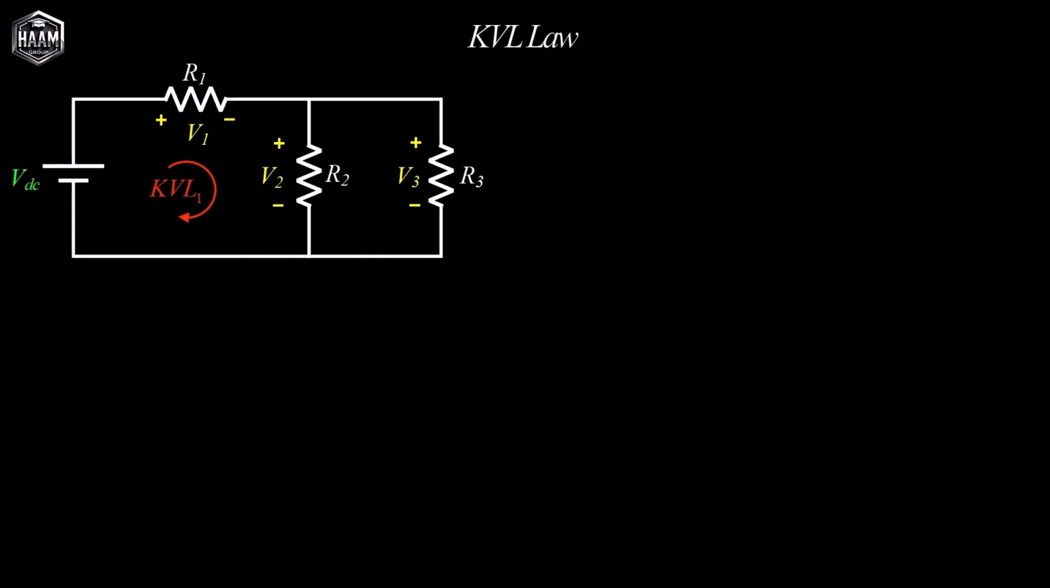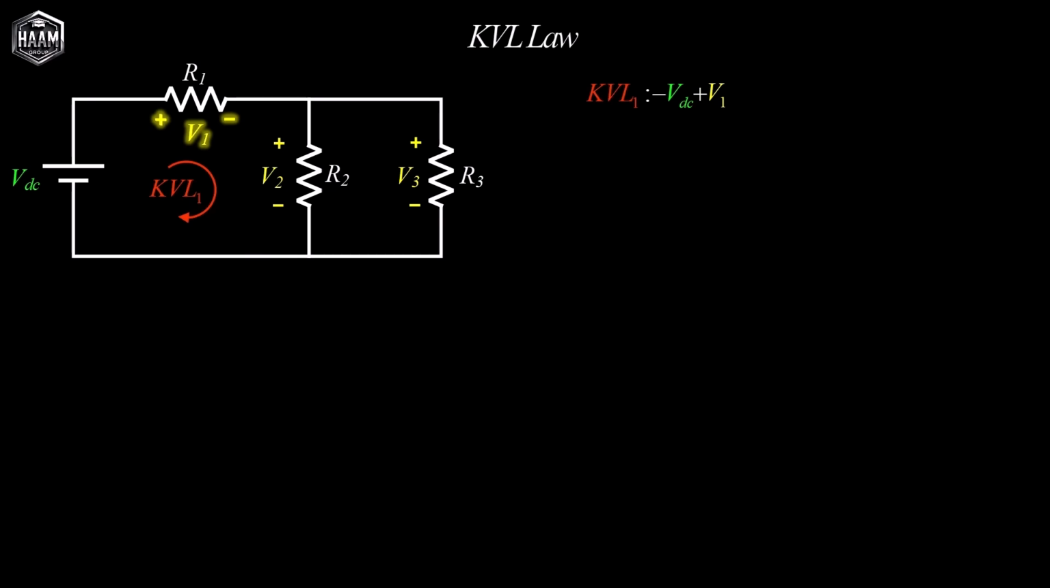Let's first apply KVL to mesh 1. Suppose we start from the battery. In mesh 1, moving clockwise, we first reach the negative terminal of the battery, so we record it as minus V sub DC. Next, we reach resistor R1, across which we must account for V1. Since we encounter its positive polarity first, when moving clockwise, we write plus V1.